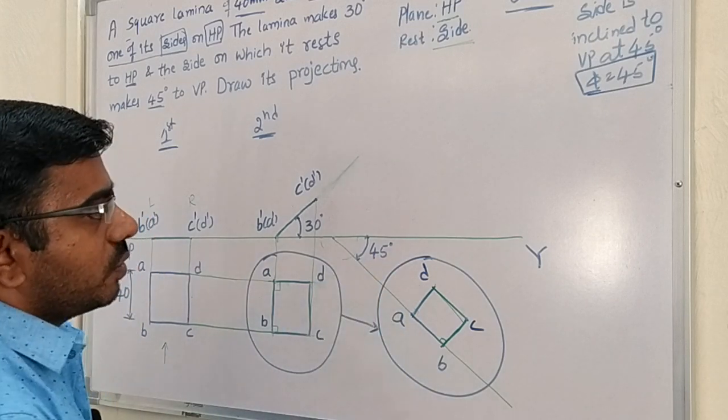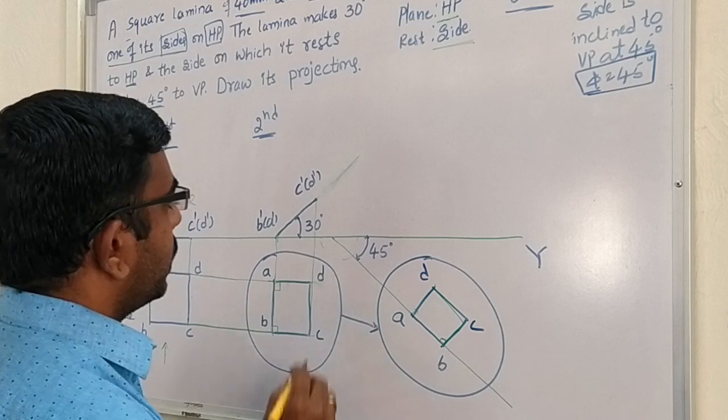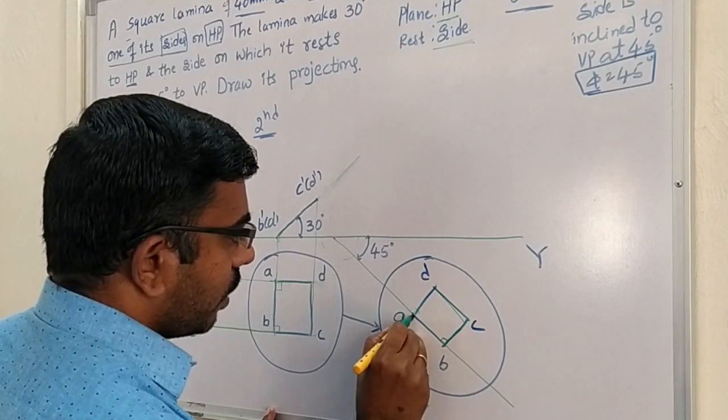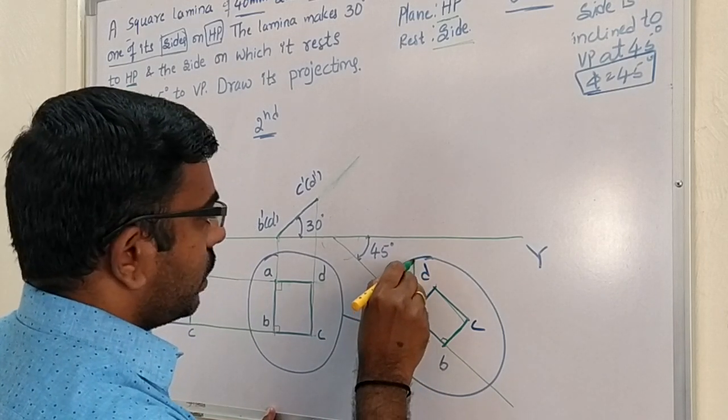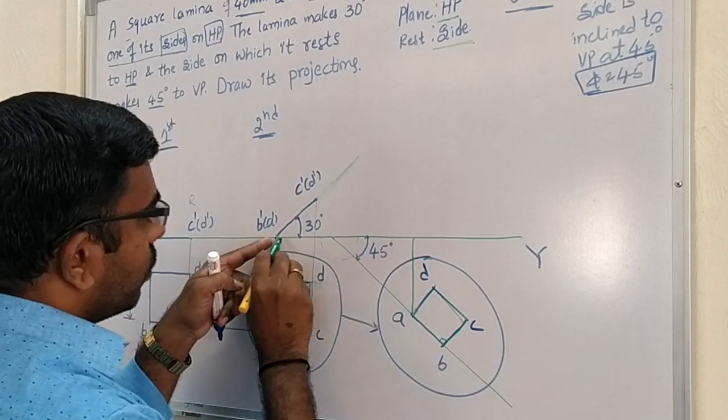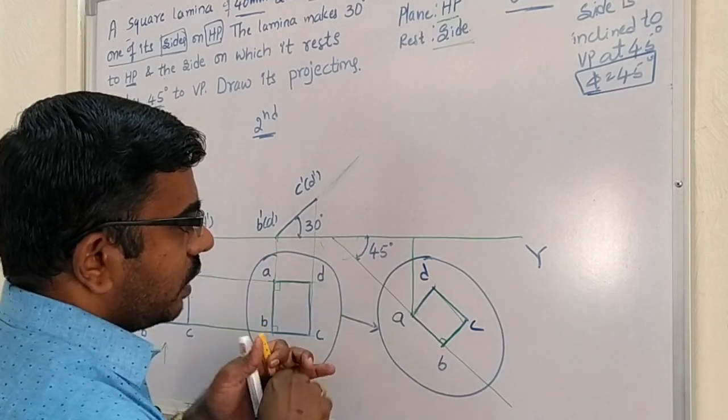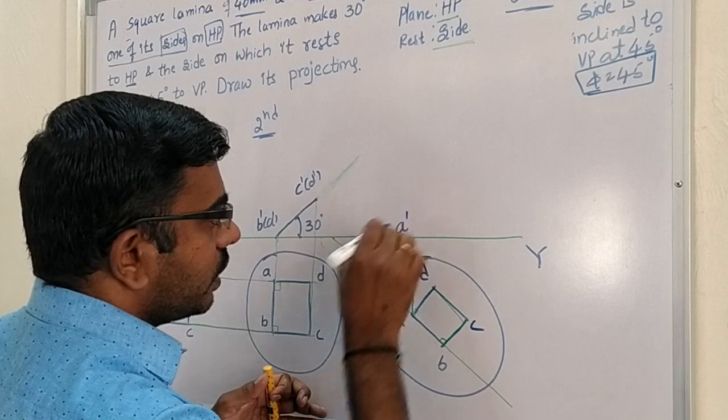Okay, now I want to draw the corresponding front view. It is very simple. Draw a vertical line from A and a horizontal line from A'. A and B on the XY line. This point is A dash.